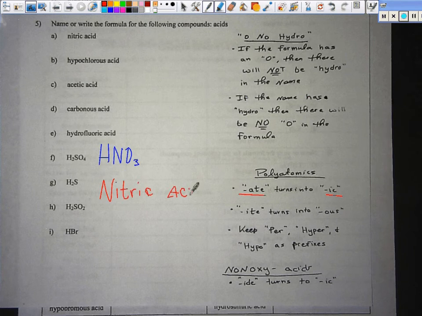Nitric acid. All right. So this is what I want you to do. The text box sheet, the back page, has 8 acids, and I want you to take the formula and write the name. See if you can do that.